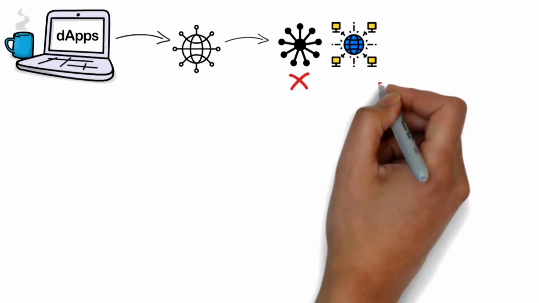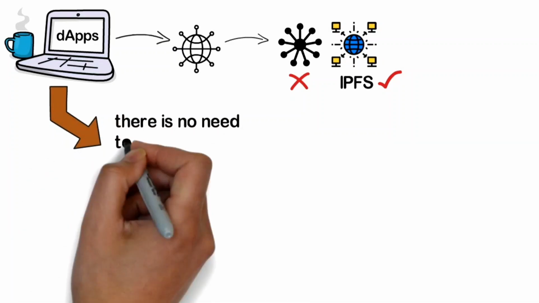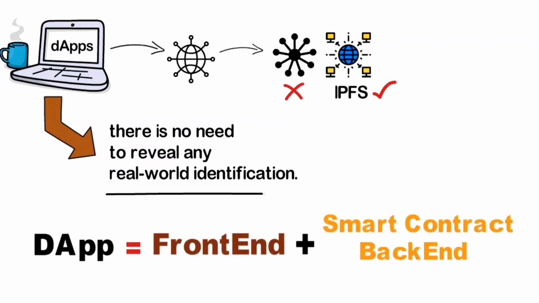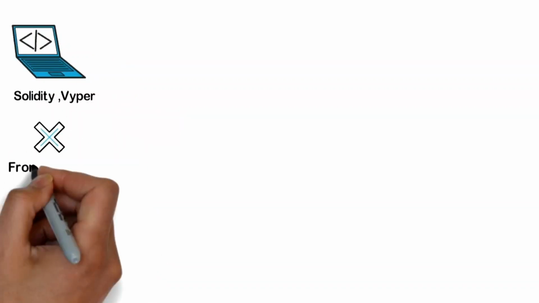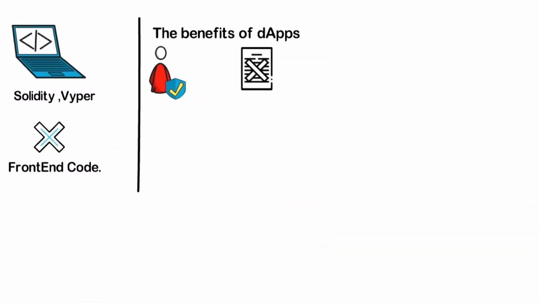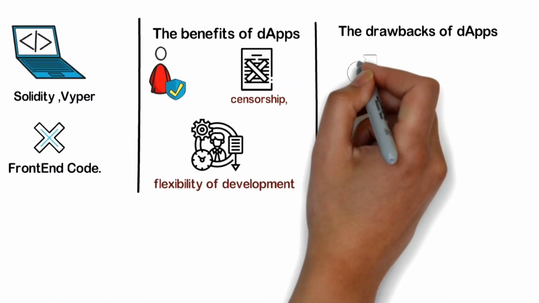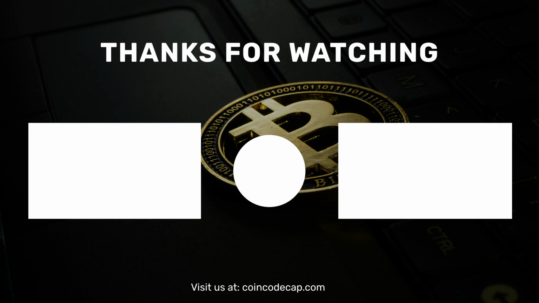A decentralized application is a software application that operates on a distributed network. It is not hosted on a centralized server, but on a decentralized peer-to-peer network, such as Ethereum. To deploy or interact with a DApp, there is no need to reveal any real-world identification. DApp equals front-end plus smart contract back-end. Back-end code is written mainly in Solidity or Vyper. However, there is no specific language for front-end code. The benefits of DApps include safeguarding user privacy, the lack of censorship, and the flexibility of development. The drawbacks of DApps include the potential inability to scale, challenges in developing a user interface, and difficulties in making code modifications.